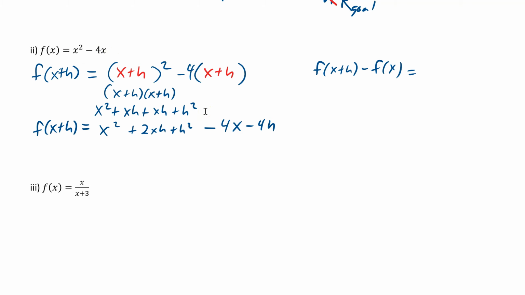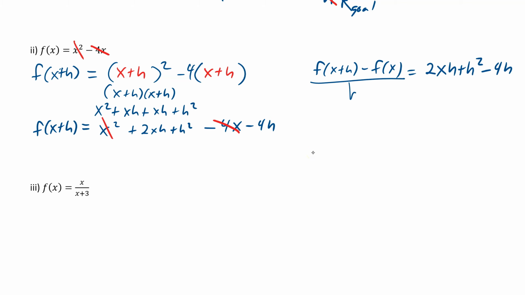So all you have to do is go, okay, well that x squared will cancel that x squared. That 4x will cancel that 4x. And what I'm left with for f of x plus h minus f of x is 2xh plus h squared minus 4h. Everything with an h, because that's where it was introduced, is here. The other numbers, the x squared and the 4x, are just appearing again, see? But everything else has an h.